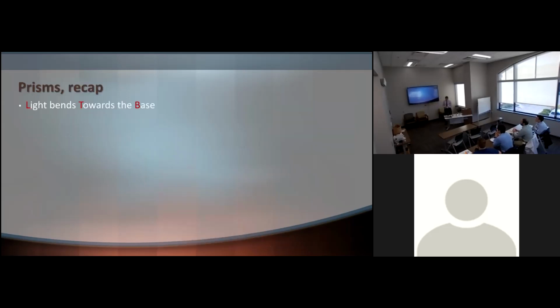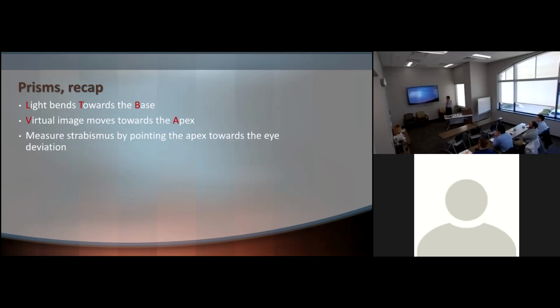Okay. So let's recap. It was a long talk. Hope you didn't lose attention and get distracted. Just summarizing in one slide. Think about prism: the light always goes to the base, and the virtual image goes to the apex, right? And measure strabismus by pointing the apex toward the deviated eye. Use the frontal position when you use the prisms, parallel to the frontal plane of the patient. Split prisms between both eyes, but never stack prisms in the same direction. You can stack horizontal and vertical, but not too much horizontal, not too much vertical.